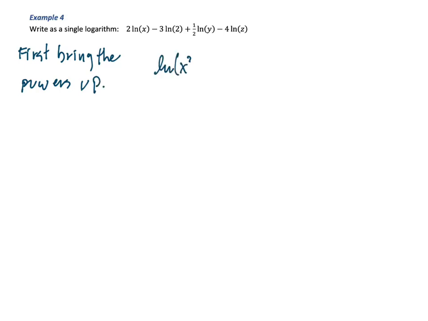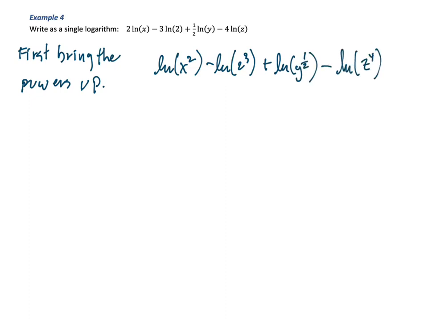Bring up the power. So, we have natural log of x squared minus natural log of 2 cubed plus natural log of y to the half minus log of z to the fourth. And remember that y to the 1/2 here is really a square root of y. And also this 2 cubed here, we can rewrite that as 8. So from here, now let's combine as a single log.